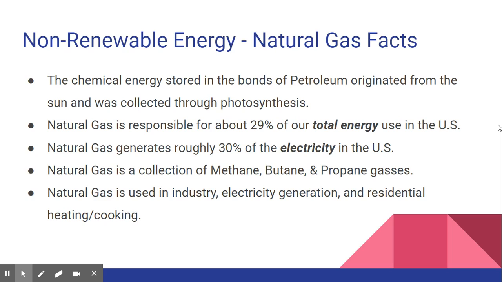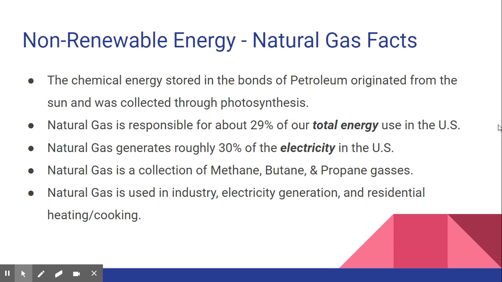Chemical energy, again, stored in bonds of the petroleum molecules, started with the sun. It's responsible for 29% or so of our total energy, and it's another major one used in electricity. Again, about 30% of our electricity. So natural gas and coal are two of our huge electricity sources.